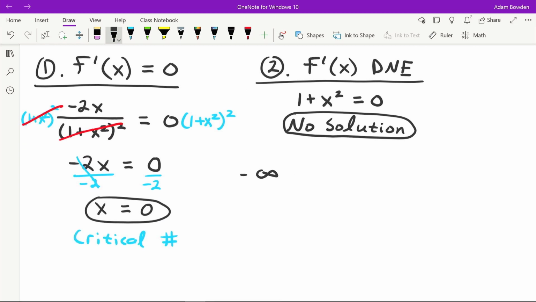So we're going to set that up here on the number line. Pick out some test values. Picked out, in this case, a -1 and a +1.